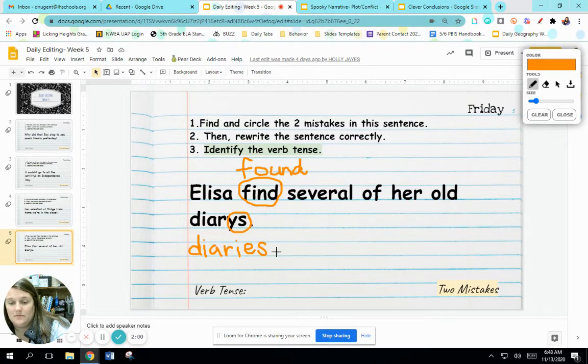I'm going to type that in. Don't forget the period right here, guys, and don't forget that capital letter. Some of you are missing silly points on that. The next thing we have to talk about is verb tense. Is it past, present, or future? If she already found it, we know that it's past. It has already happened, okay?